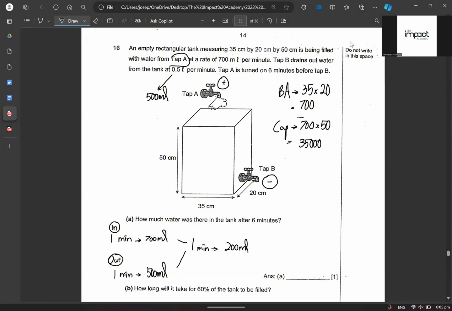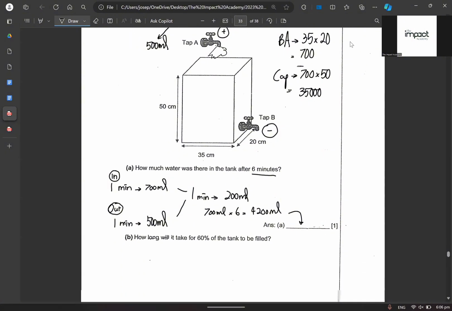Now, the question is not asking you for that. What is the question asking you for? How much water is in there after 6 minutes? Okay, so for this it is very easy, right? In fact, the question says tap A is turned on 6 minutes before tap B, correct? So it's basically 700 ml times 6. Agree so far? Right, which is 4,200 ml. Okay, so we're going to write this down over here.